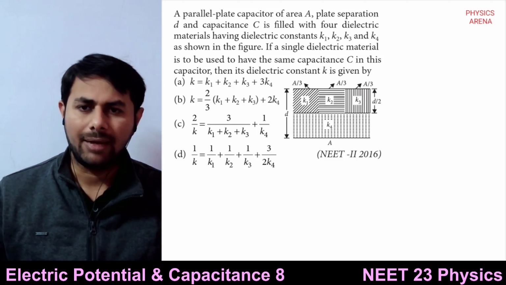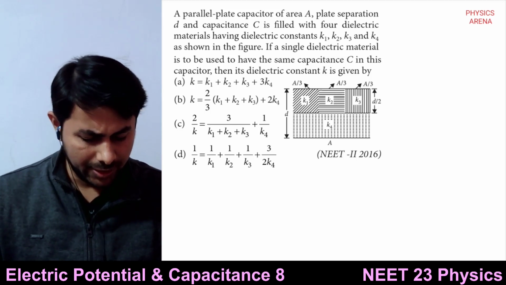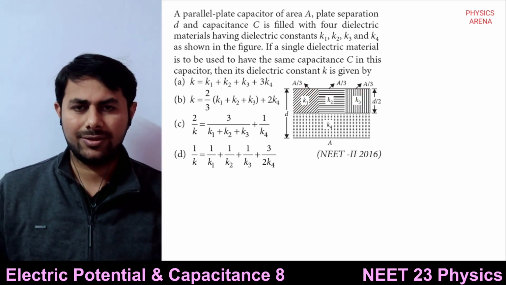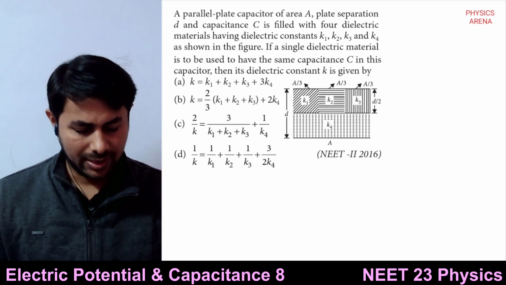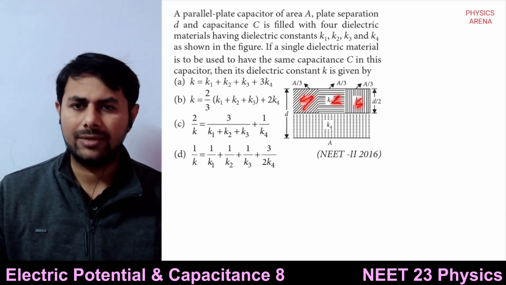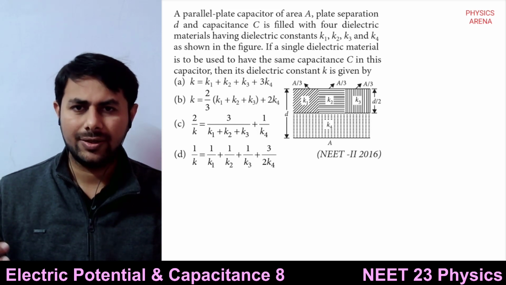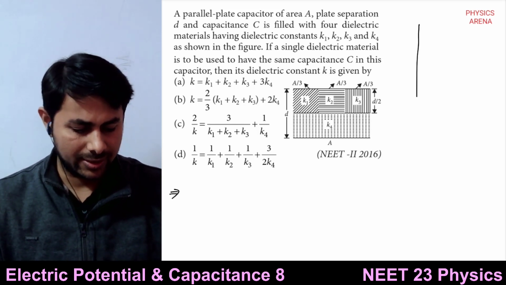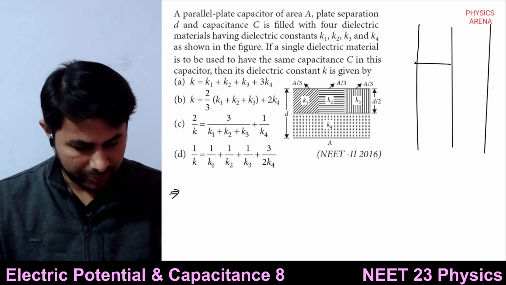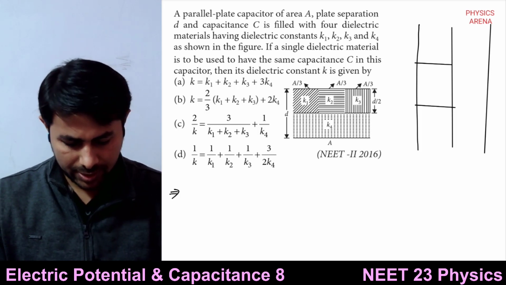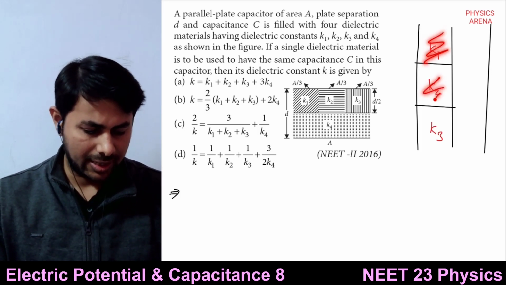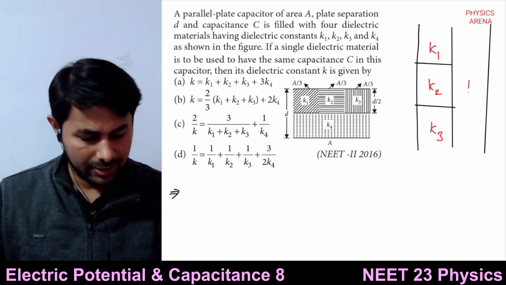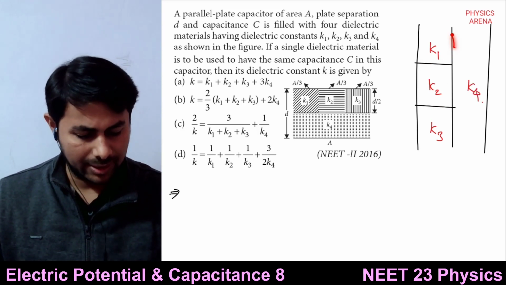So first of all, let's find out the capacitance of this capacitor. Here we have these three parts, which act like three different capacitors, and this one is the fourth capacitor. These three are in parallel combination, so their capacitances will get added. You can draw it like this: 1, 2, 3, with dielectric constants K1, K2 and K3. These three are in parallel, and the fourth one is in series with the parallel combination of these three.